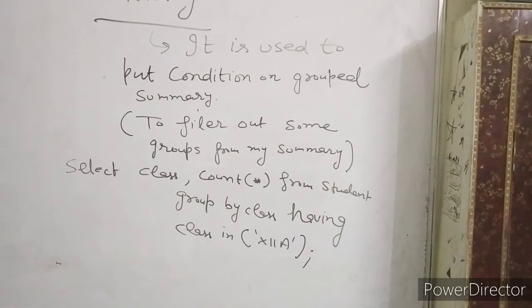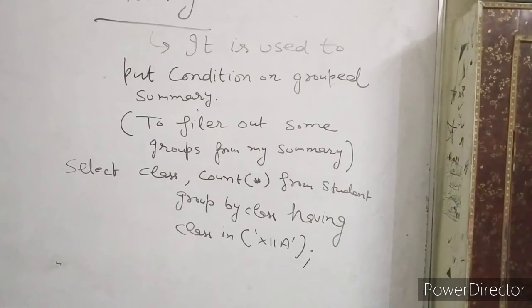It means grouping is done on the table on the basis of class. Two groups are formed. One group I filtered out. It means I want to display only which group? I want to display only the 12th A group. It means 12th B will not be displayed. It means the summary which is formed by grouping, on that summary I am putting the condition.